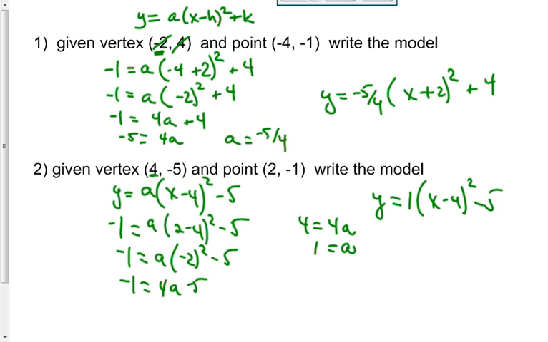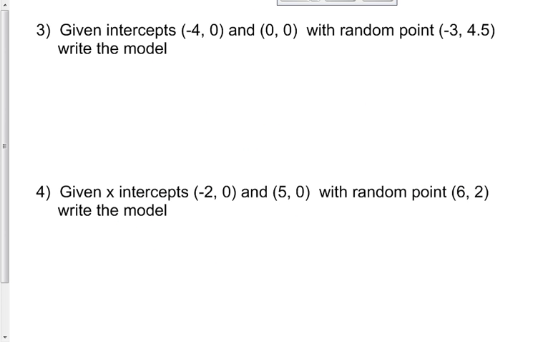Your second form was the intercept form, so again, I would suggest you write that model for intercept form on the top: a, x minus p, x minus q. Our random point in this one is negative 3, comma 4.5. y equals a. Let's put the intercepts in first. x, and then the opposite of negative 4 would be plus 4. And your second one is x minus 0. So we just put x.